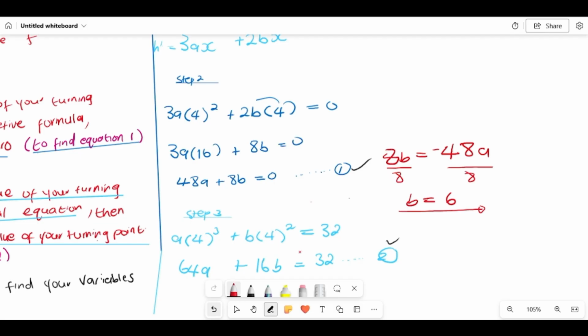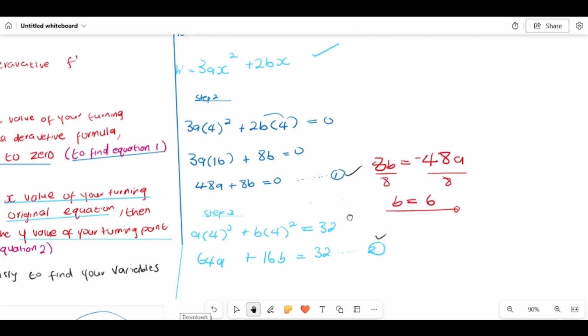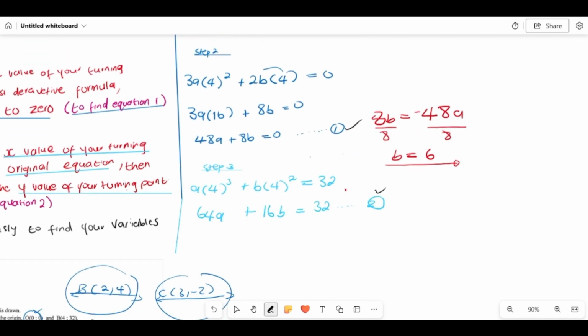right? So my b is equals to 6. Now, if my b value is equals to 6, can I find my a value? Yes, I can, right? So here, I'm going to substitute this 6 into this equation 2, right? So here is going to be 64a plus 16. And remember, I said my value of b is 6. This is equals to 32. And as a result, 6 multiplied by 16, this is the same as 96. Here it's 96. This is equals to 32.